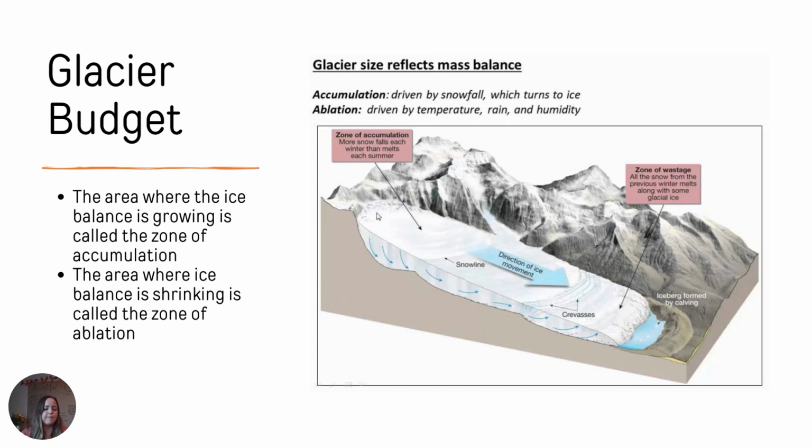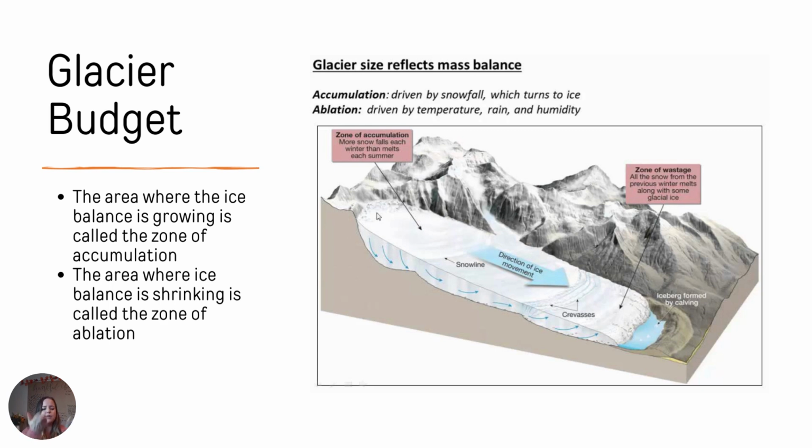Each glacier is going to have a budget. So this is just like having a budget for your life, right? I have $5 to spend on lunch today or whatever it is. So with the glacier budget, we are looking at accumulation and ablation. Accumulation is going to be accumulation of snow. So the more snow that turns into ice, we're going to have more glacier. Ablation is driven by temperature, rain, and humidity, which is going to take away from the glacier.